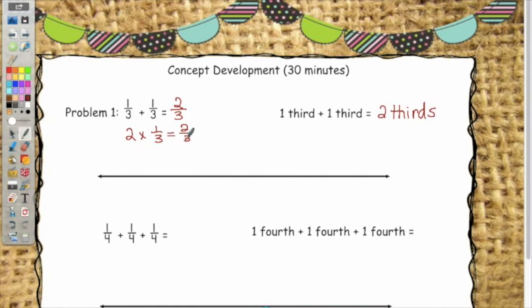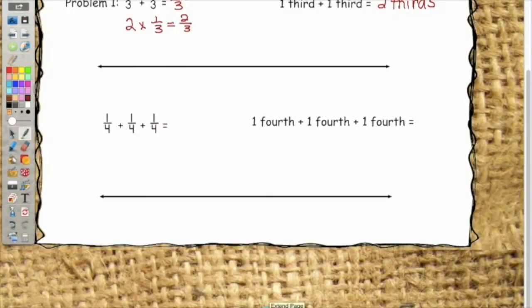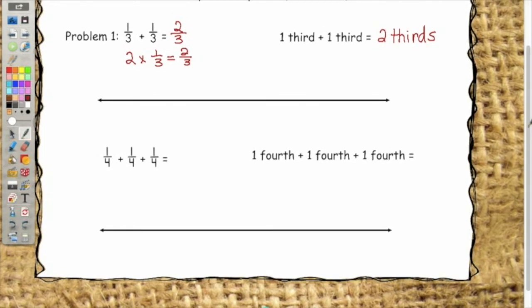Okay, so looking at 2/3, that's my total. Do I need this to be more or less than 1 whole? Less. So 1 whole goes on the right, 0 on the left. How many tick marks do I need to show thirds? 2 tick marks. Go ahead and write your denominator down.